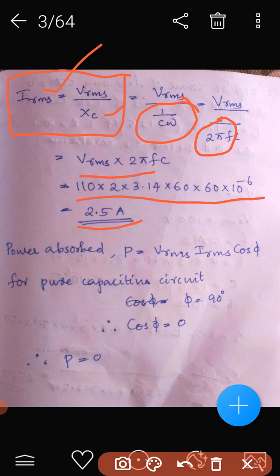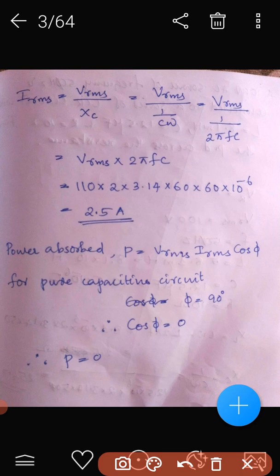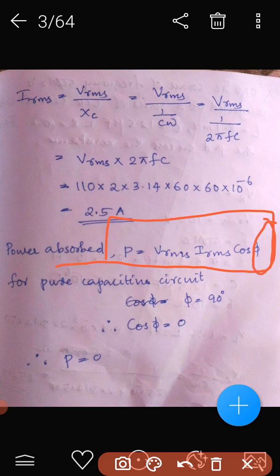Then the power absorbed in case of a pure capacitive circuit. If it is a pure capacitive circuit or pure inductive circuit, we know that the phase difference between VRMS and IRMS, the voltage and current in that circuit, is 90 degrees. So the equation for the power absorbed is P is equal to VRMS into IRMS into cos phi, where phi is 90 degrees in case of a pure capacitive circuit. Therefore cos 90 is equal to 0. Therefore P is equal to 0.